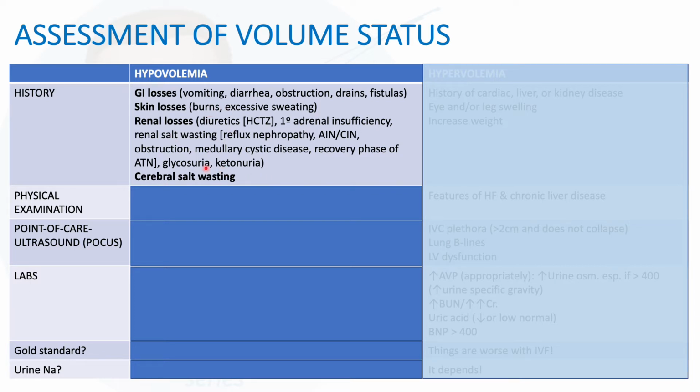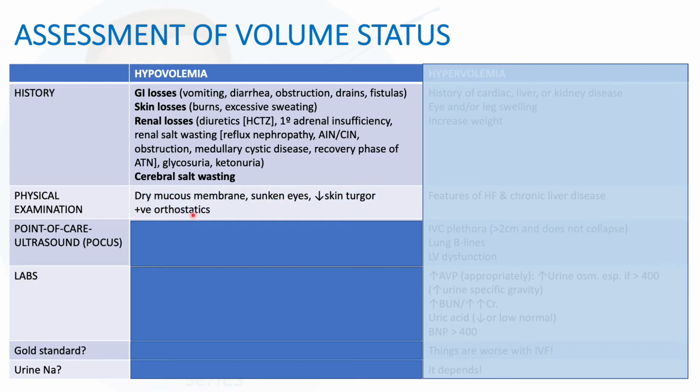So these are the things you look at from history. In cerebral salt wasting, basically there will be a history of an intracranial process like hemorrhage, and the patient might be in the critical care unit or neurocritical care unit. Then from the physical exam, you look at some findings which might be associated with hypovolemia, although these are not very specific or sensitive, as we discussed in the last video and in the review that I showed you last time.